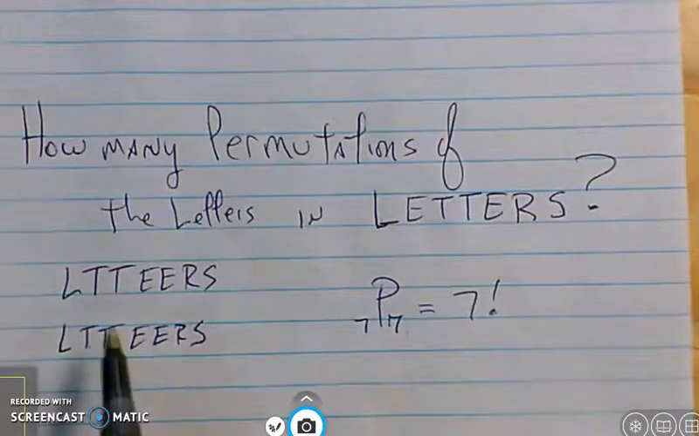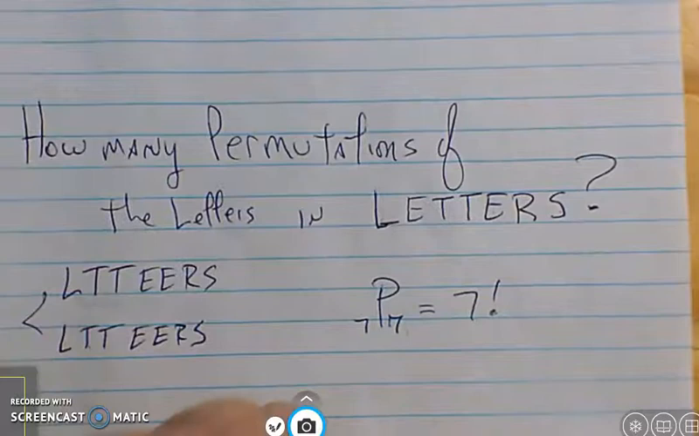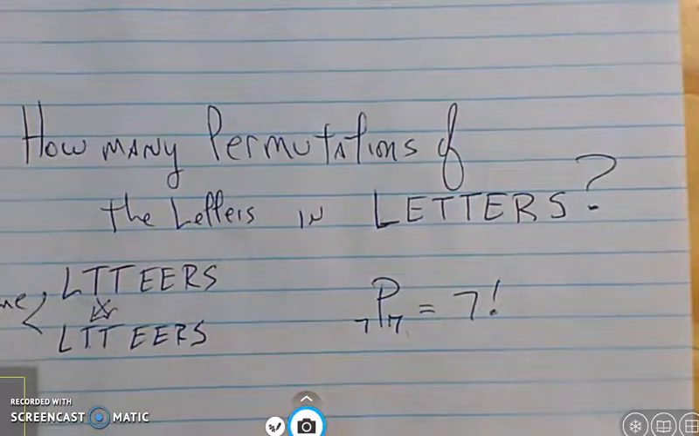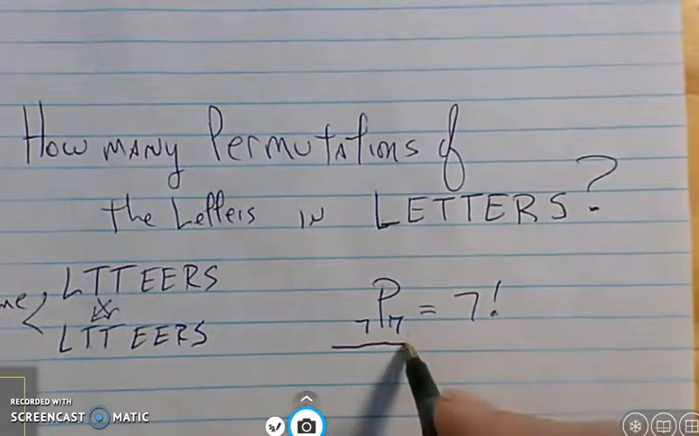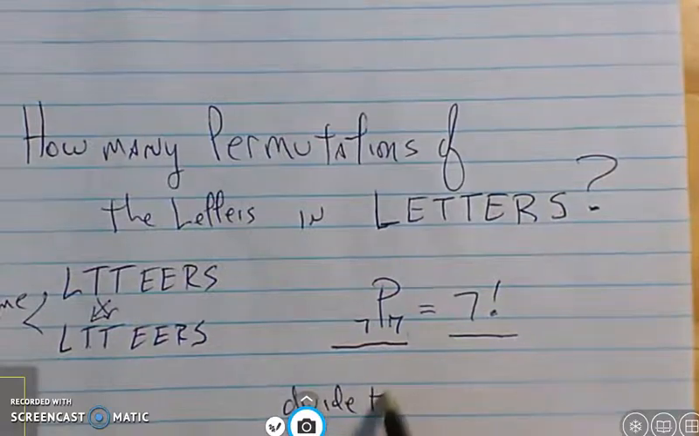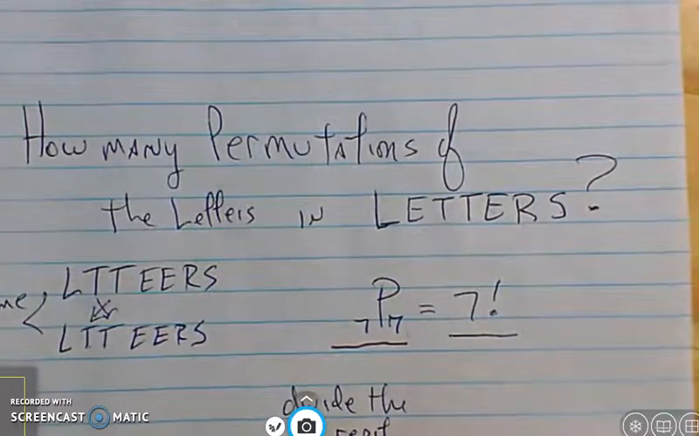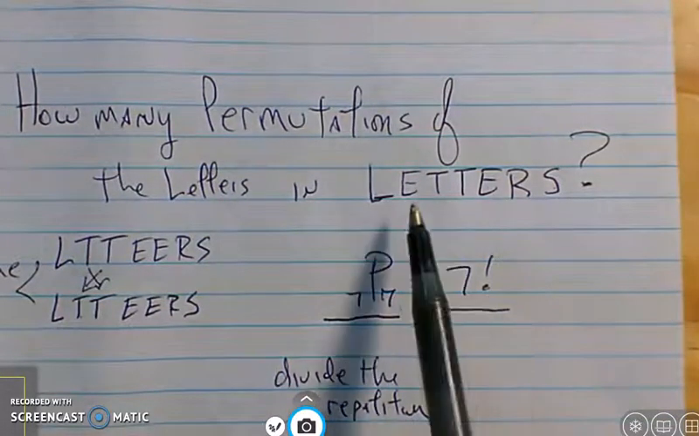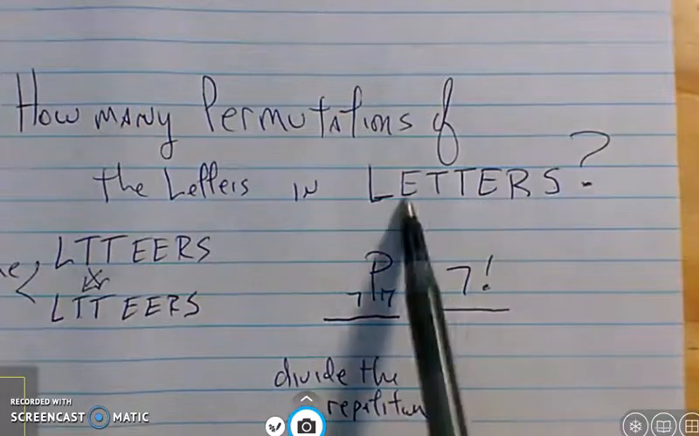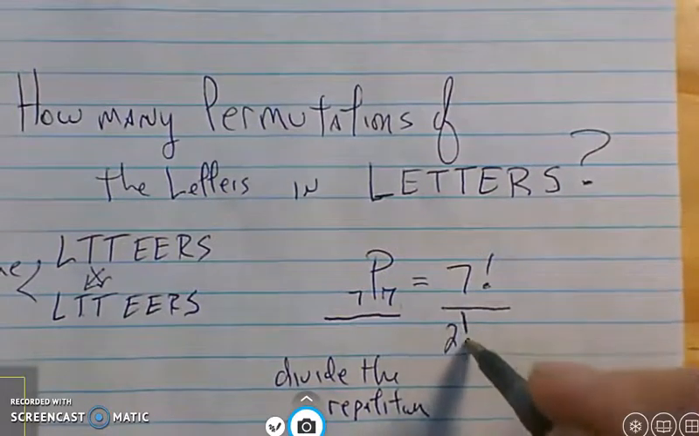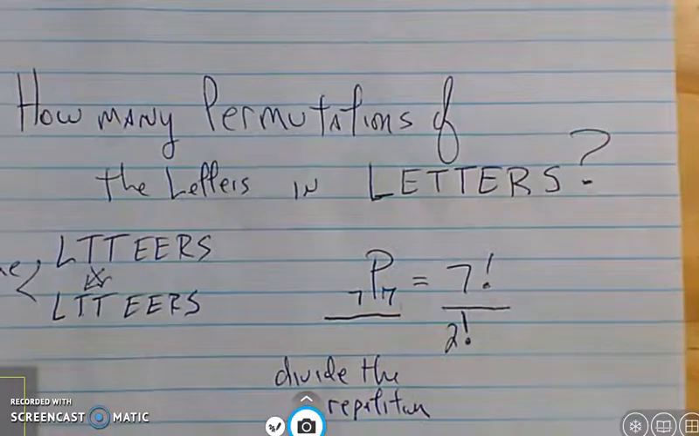So what we have to do is we have to realize that these are really the same. And, maybe these two just switched. So how many ways can you switch those? Here's what we have to do. We have to divide out all of the repetition. So what repeats? Let's see. I have the letter E that repeats twice. So I'm going to divide out 2 factorial, because that's how many ways I could rearrange the letter E.